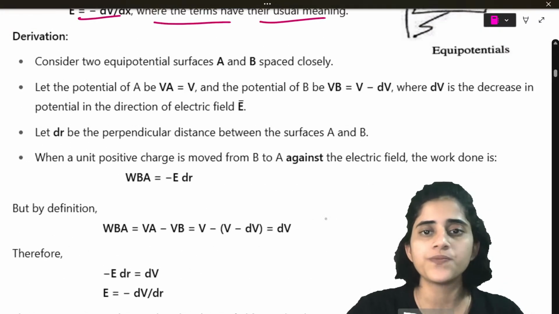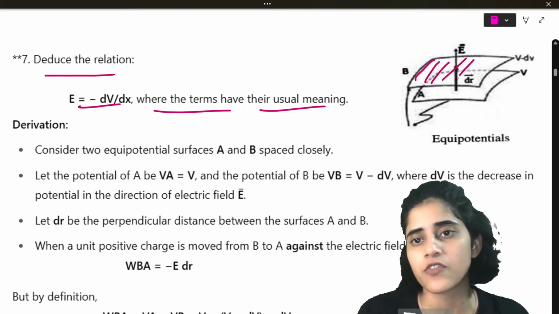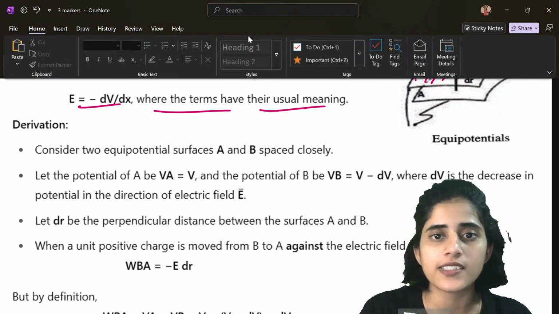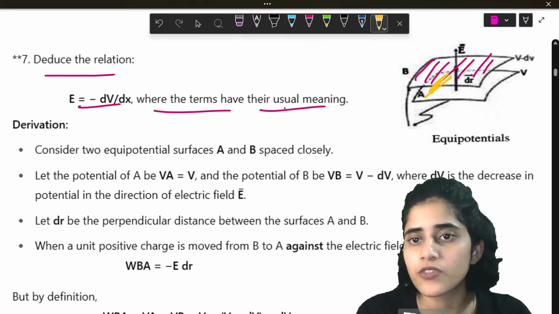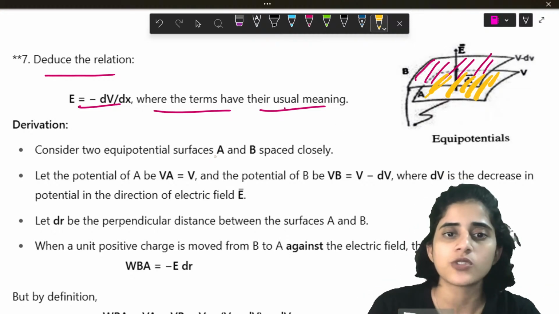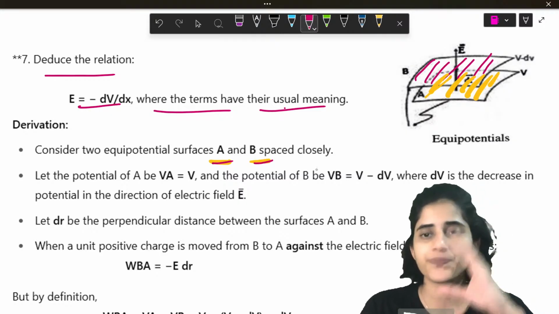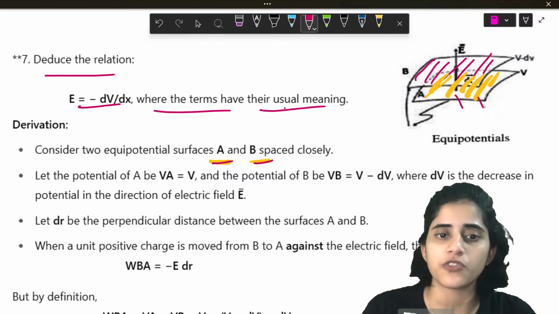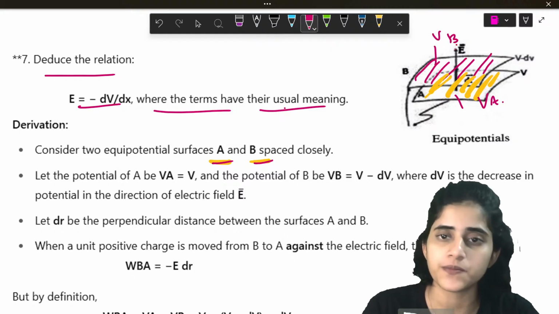So here also, first thing, you have two surfaces. You see, this is the first surface, and then this surface below that is the second surface. You can see two surfaces, one above the other. There are two surfaces, A and B. Both these surfaces are spaced close enough. The surface A has a potential of VA, and the surface B has a potential of VB.